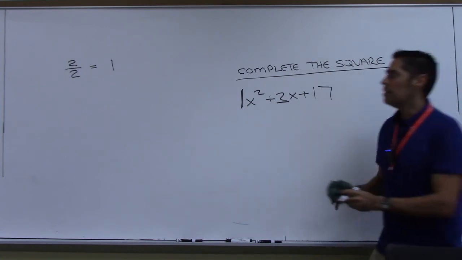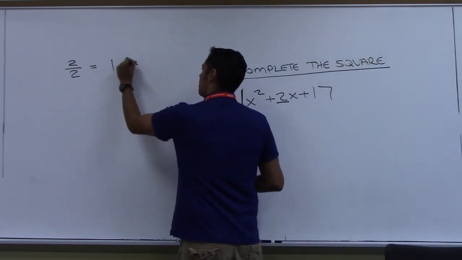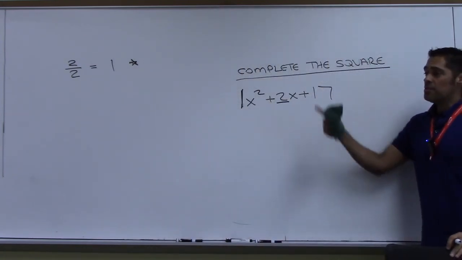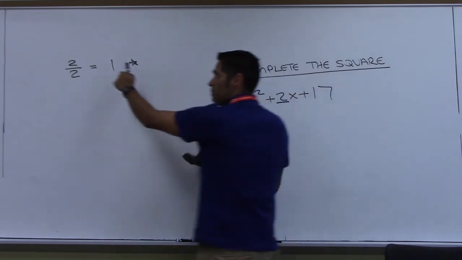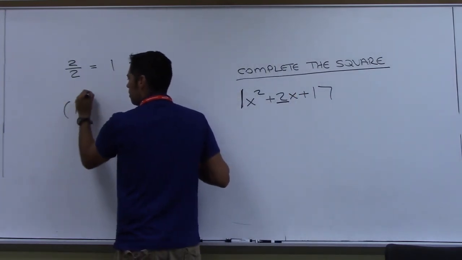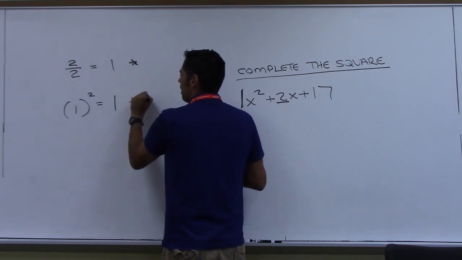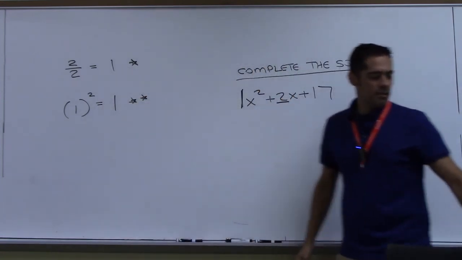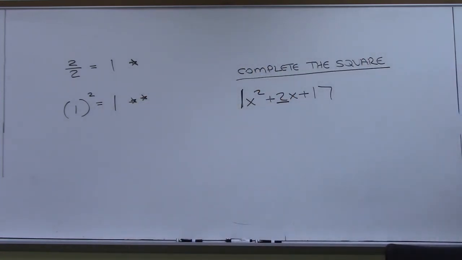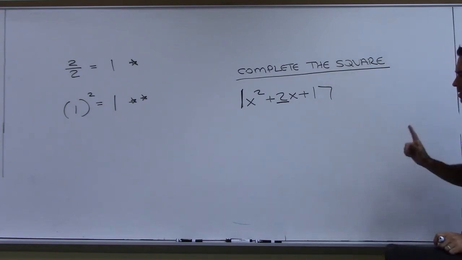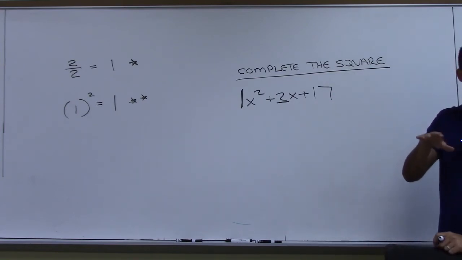This right here is the first kind of magic number from completing the square. Then after that, you take that answer and you square it. And in this case, it's still 1, right? This is like your second magic number, so I'll put 2 stars on it. Does that ring a bell? Take that number, take half of it, square it, and then we do something with that? Okay.